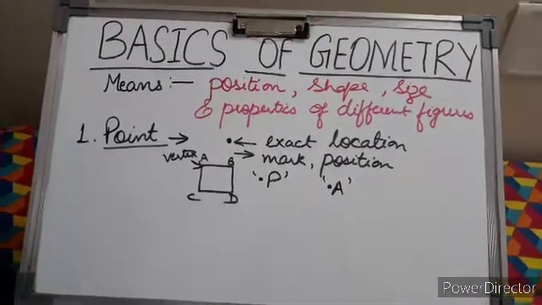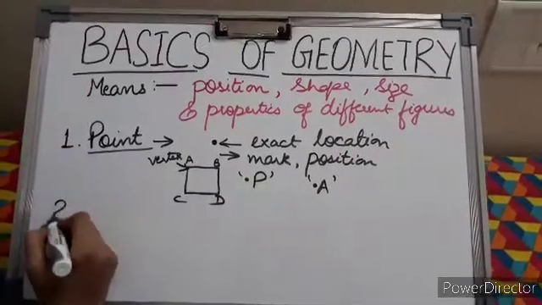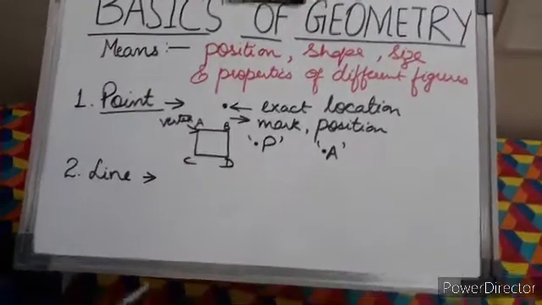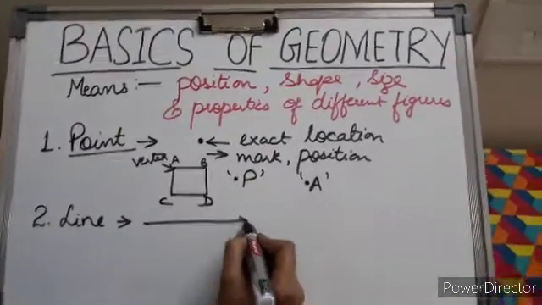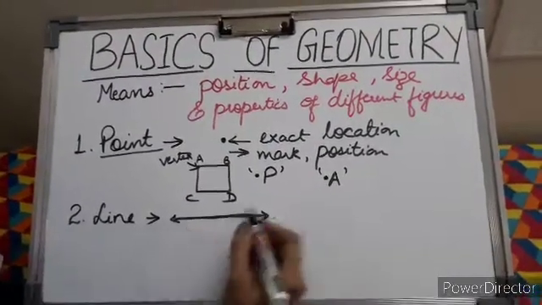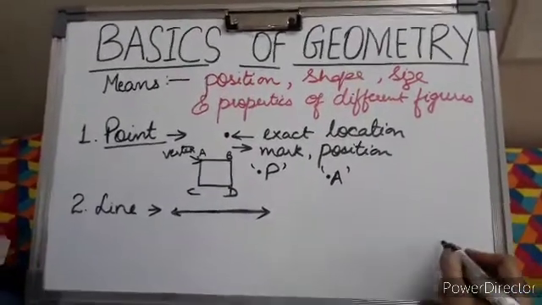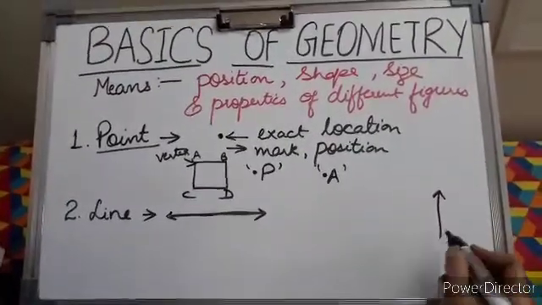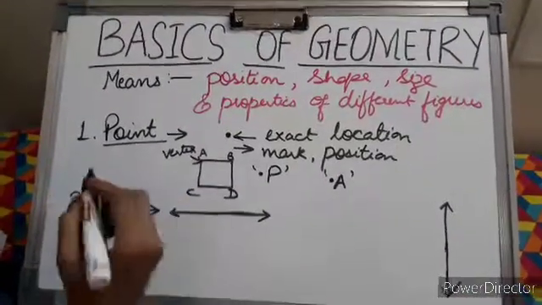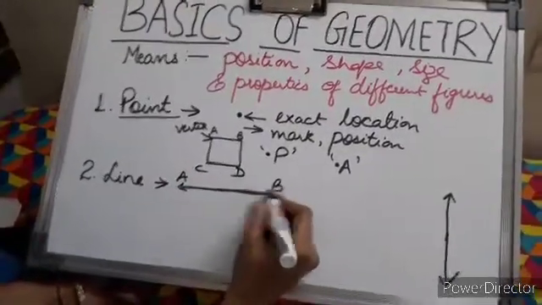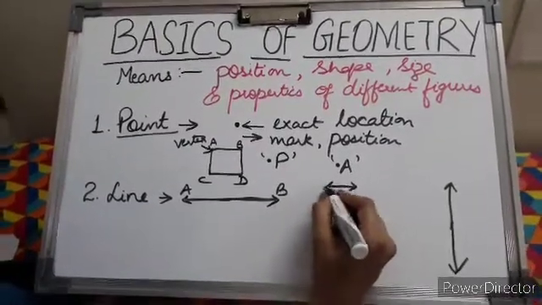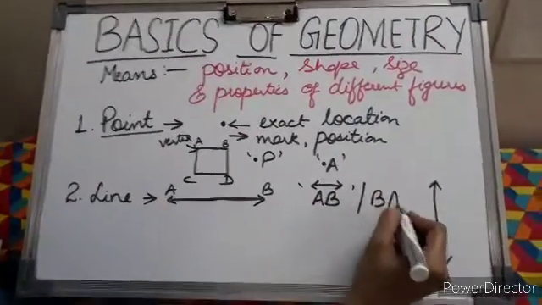Okay, coming towards the next term, that is line. What do you mean by line? A line is what? This is a line which we can extend till here, or we can extend to the left also. So this is what? Horizontal line. If I extend it up, this is a line. If I extend it down also, this is a line. So this is what? Vertical line. Now in geometrical terms, when we write here AB, this is what? Line AB, and it is denoted by this symbol. Or you can write BA.